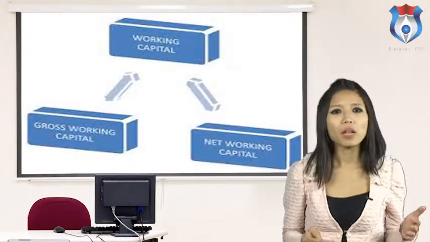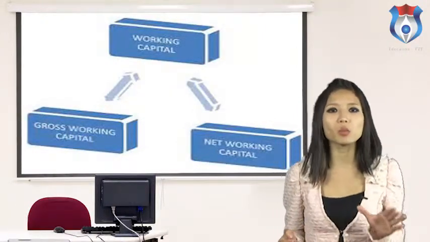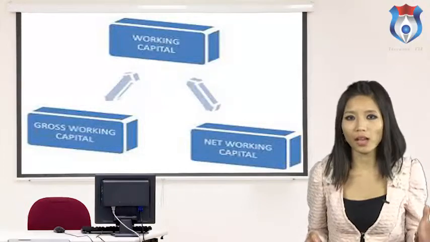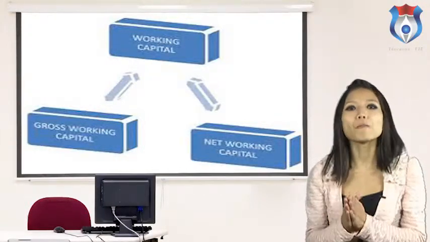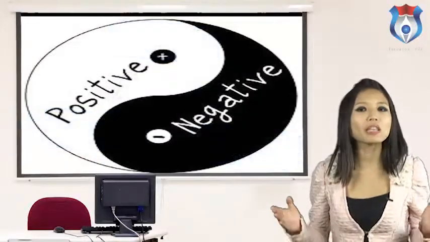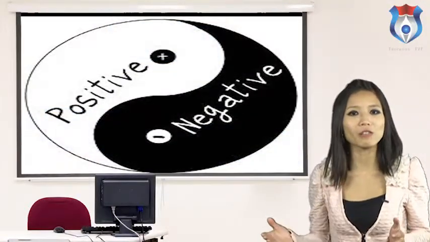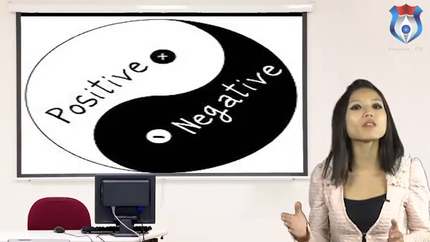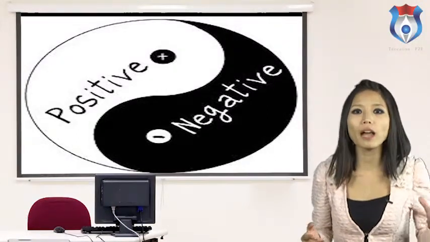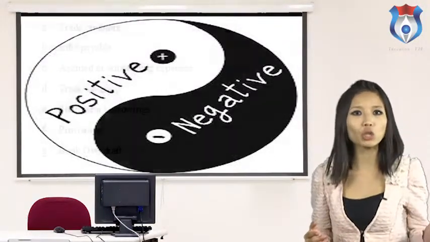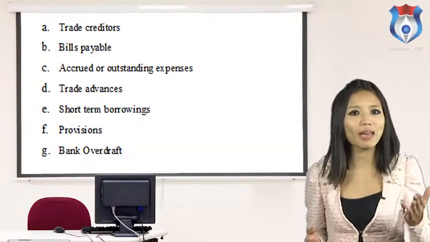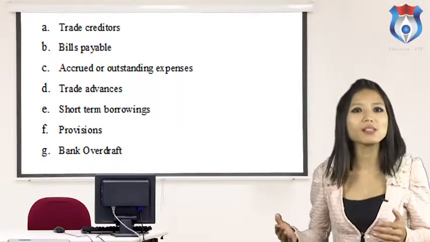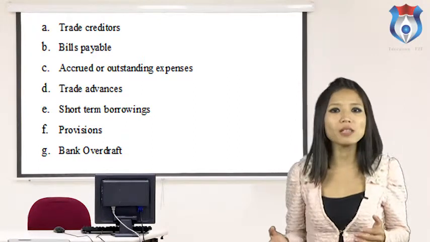Net working capital. Net working capital refers to the difference between current assets and current liabilities. Current liabilities are those claims of outsiders which are expected to mature for payment within an accounting year. Net working capital may be positive or negative. Positive net working capital will arise when current assets exceed current liabilities, and a negative net working capital will arise when current liabilities exceed current assets. Current liabilities include trade creditors, bills payable, accrued or outstanding expenses, trade advances, short-term borrowings, provisions, and bank overdraft.